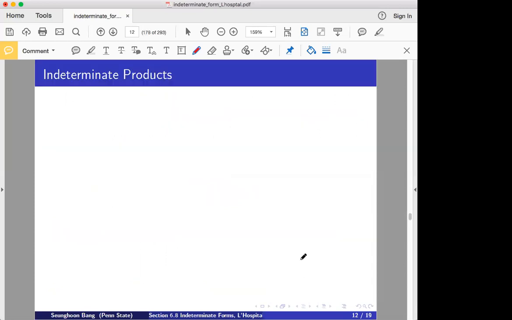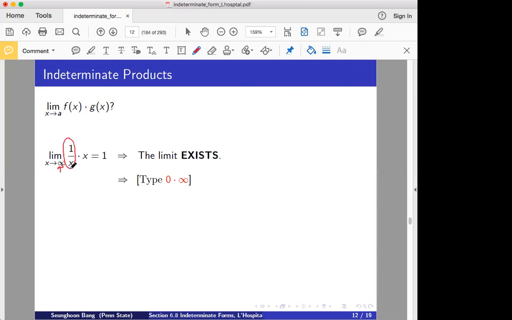Okay, next tip. We think about indeterminate product. Limit of f of x times g of x. We think about it here. How can you solve? Cross out 1. Limit exists. This is type 0 times infinity, right? As x approaches infinity, 1 over x approaches 0, and x approaches infinity. Exactly 0 times infinity form. The second one, how can you do that? Cross out x. Only x. Answer is infinity. Limit does not exist.